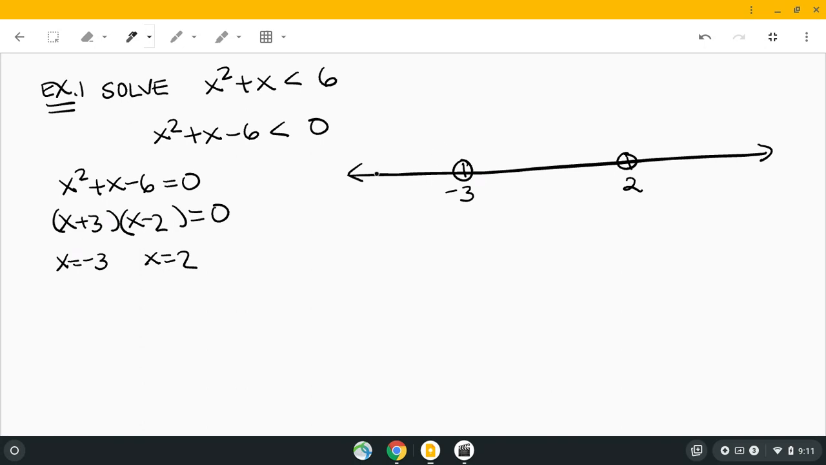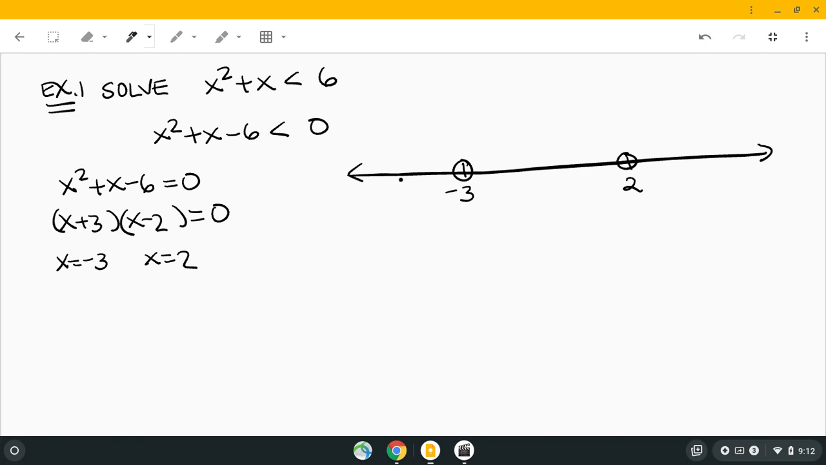This is region 1, this area over here. This area in between is region 2, and this is region 3. So we have 3 different regions, and what I have to do is check to see if I can pick any number. I'll check each region one at a time. I can choose any number in the region and plug it into my inequality. I could use this one or this one, doesn't matter.